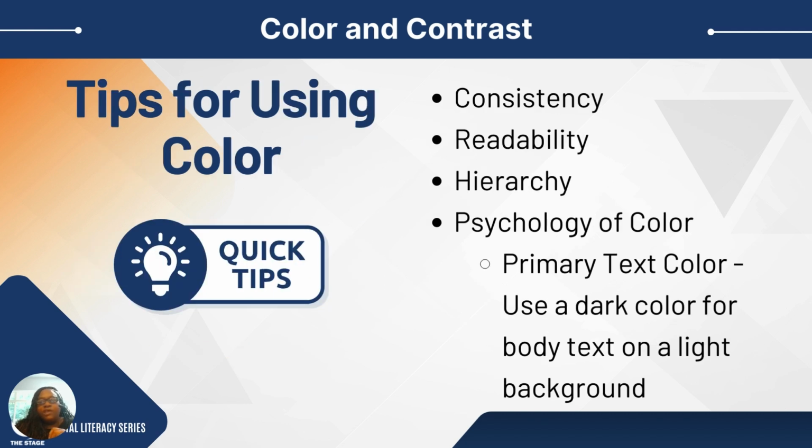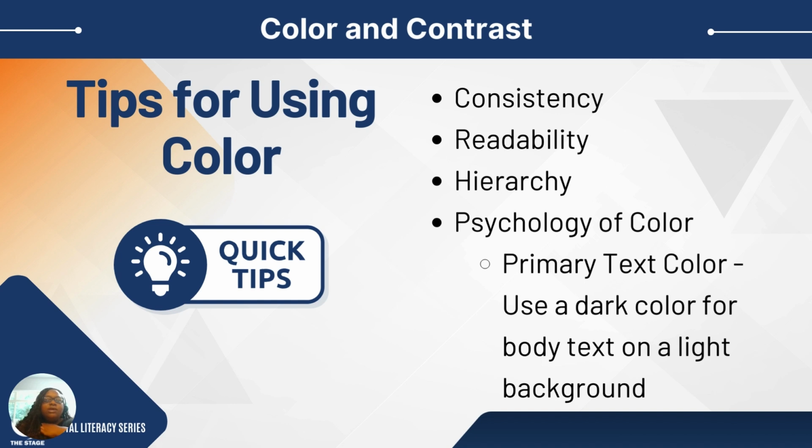So let's talk about some best practices. Again, consistency. You want to use a consistent color scheme that aligns with the overall design, okay? Next, readability. Ensuring sufficient contrast between text and background colors will enhance readability. Hierarchy. You can definitely use color to create a visual hierarchy, making sure that you highlight important text elements, utilizing your headings, your subheadings, and just like I mentioned before, your call to actions.